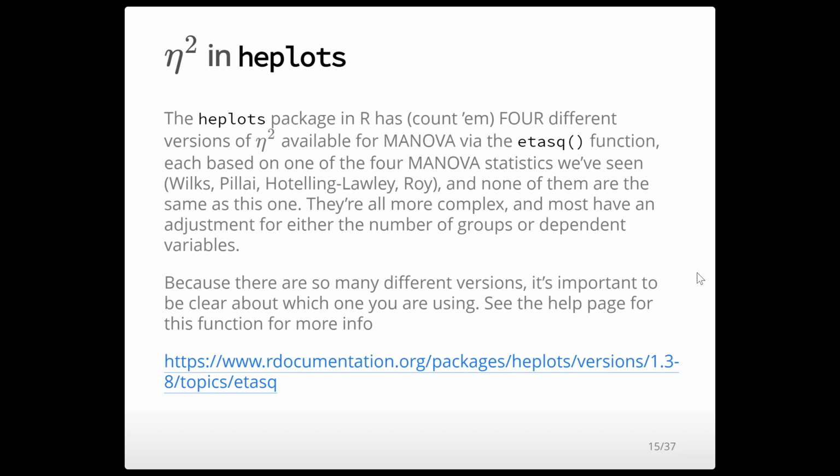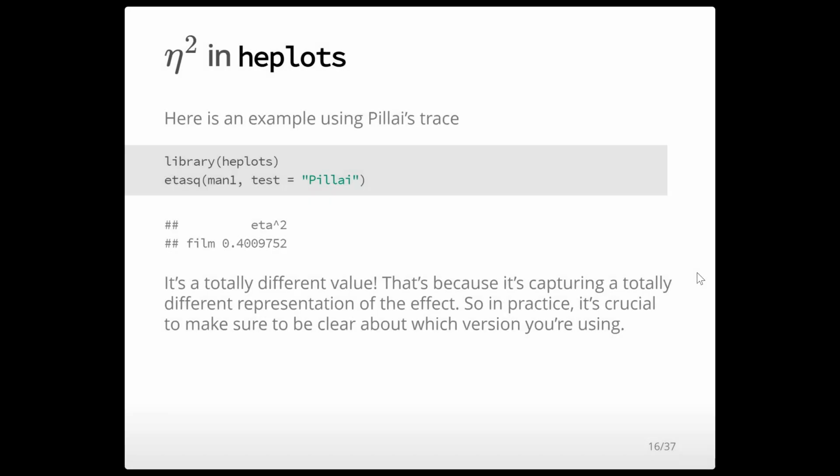And if you were to use one of these in practice, you should probably cite one of the papers in the help page. You could click the link there. There are a couple of papers that discuss the types of effect size they're using. The help page also has the formulas that define them, but then there are some references to papers as well. So here is an example of the eta squared based on Pillai's trace from this package.